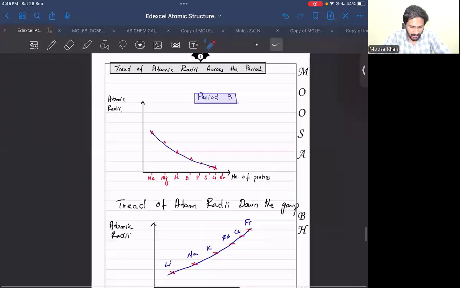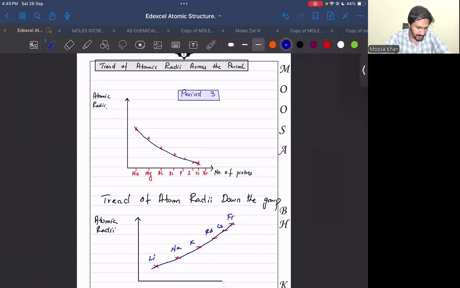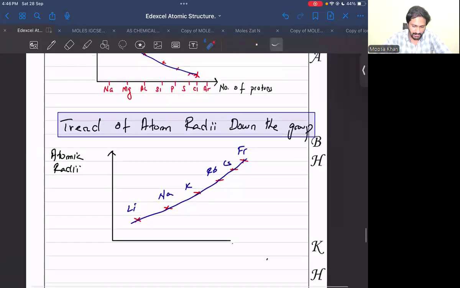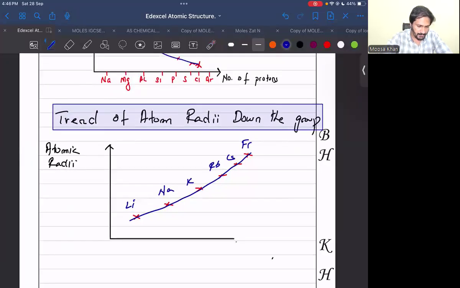If you see the trend of atomic size down the group, the atomic radius down the group increases, so the trend would be like this. If we take an example of group 1, lithium, sodium, potassium, rubidium, cesium, francium. In fact, if we take the example of group 2, again the same trend will be followed. If I make the trend of group 2 atomic radius on the same graph, where should I draw the curve? Below this curve or above this curve?